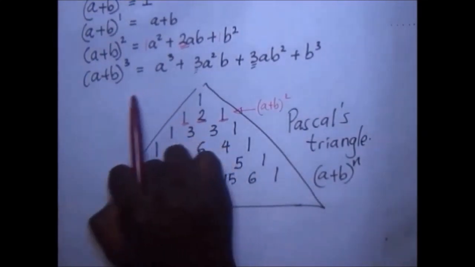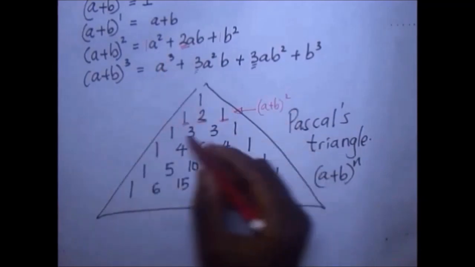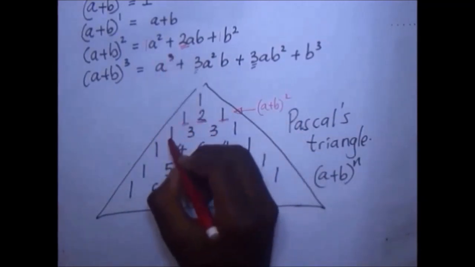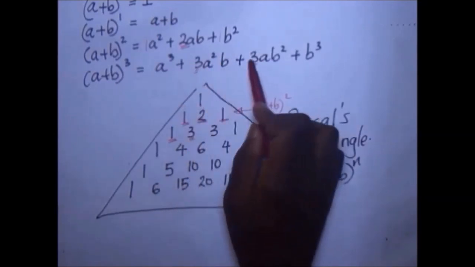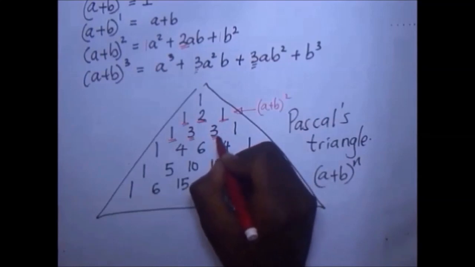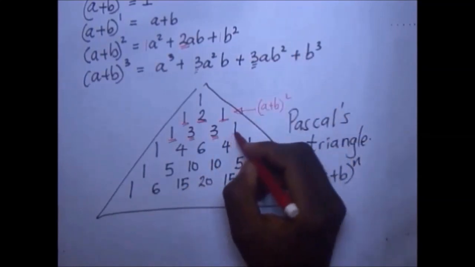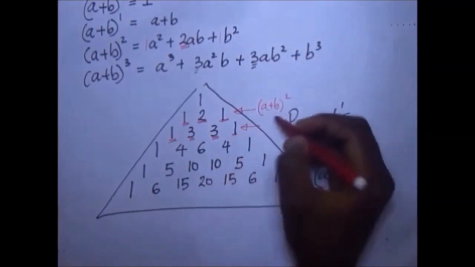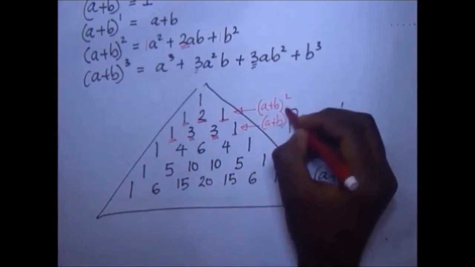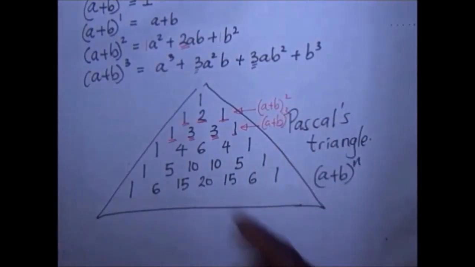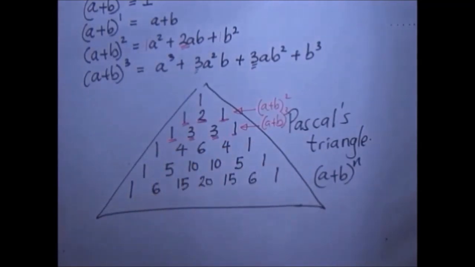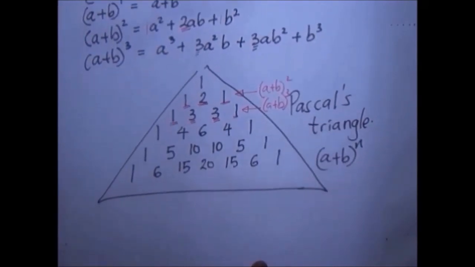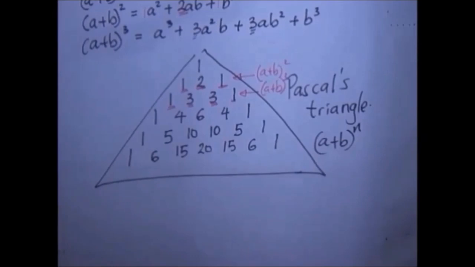(a + b) to the power 3 is going to be a cubed. The coefficient of a cubed is 1 there. The coefficient of the next term is 3, which is that. The coefficient of the next term is 3, which is also that. And the last coefficient is 1, which is that. So this applies to (a + b) to the power 3, and so on: the power 4, the power 5, and 6. In essence, we use Pascal's triangle to find the coefficients of the terms in a binomial expression.